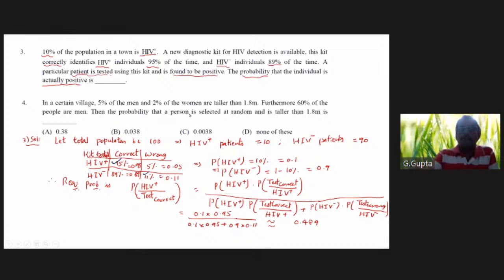Then the probability that a person selected at random is taller than 1.8 m. So this is the question: probability of being taller than 1.8. Okay, so this is the third solution I am doing.